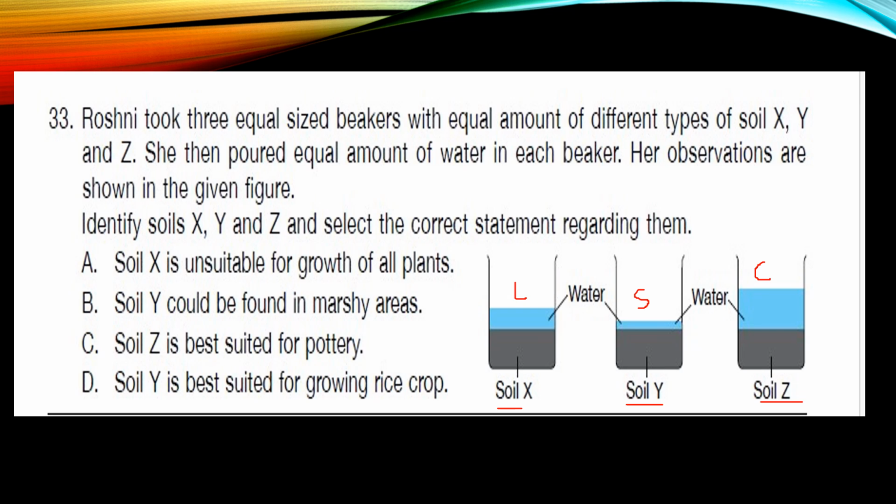Identify X, Y and Z and select the correct statement regarding them. Option A. Soil X is unsuitable for growth of all plants. B. Soil Y could be found in marshy areas. C. Soil Z is best suited for pottery. This is the correct option because this is a clay soil and it is best suited for pottery. D. Soil Y is best suited for growing rice crop. This is incorrect.